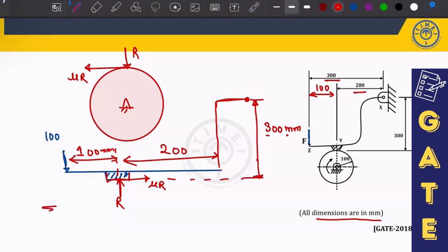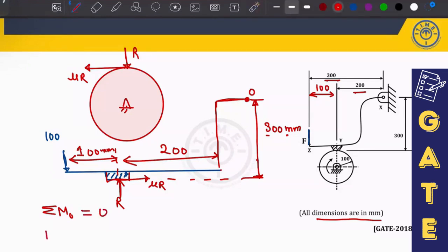So what you will do now, you will take the moment about point O. Let us suppose the O point is here. What are the forces which will create the moment in this case? You just tell me what are the forces in this diagram which will create the moment about O point. Yes, the external load, the normal force, and the friction force. That means summation of moment about O is equal to 0.